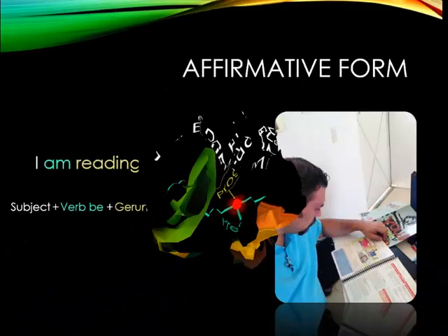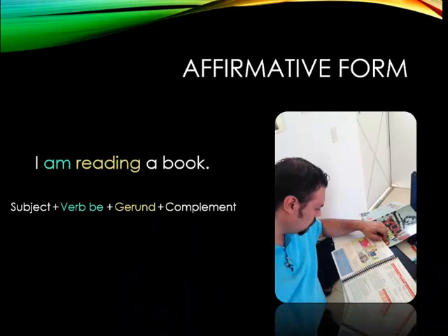Now, as with all the things, normally most tenses in English, they do have three different forms to make them. All right? We got affirmative, negative, and interrogative. Let's take a look at the affirmative form. All right. In this example, I am reading a book.